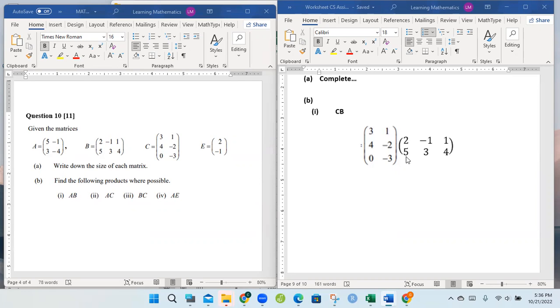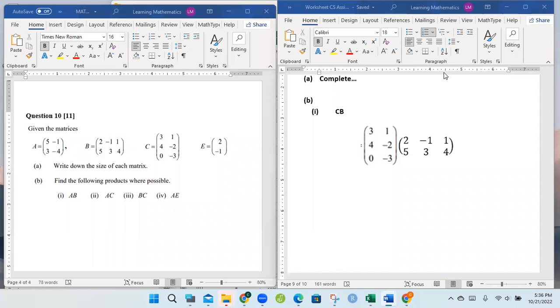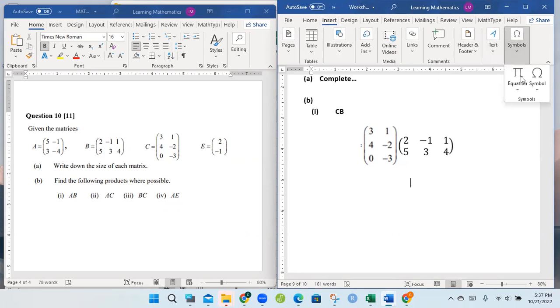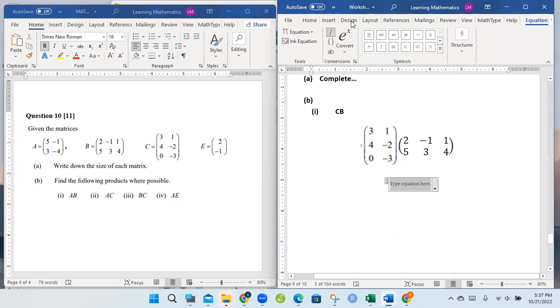So how many rows in the first and how many columns in the second will give you the size of your product. So what will be the size of our product here? To determine the size of the product, we have to say how many rows the first has. 1, 2, 3. So my product must have 3 rows. How many columns does the second matrix have? 1, 2, 3. So my product must have 3 columns. So I'm going to get a 3 by 3. So we have 9 multiplications and additions to do.